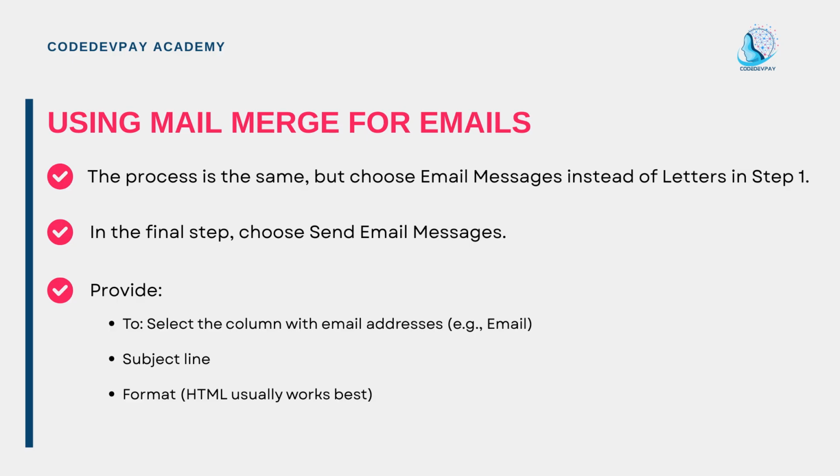Using Mail Merge for emails. The process is the same, but choose email messages instead of letters in step 1. In the final step, choose Send Email Messages. Make sure to provide the To field, and select the column with email addresses, e.g., email. Then add a subject line. For format, HTML usually works best.